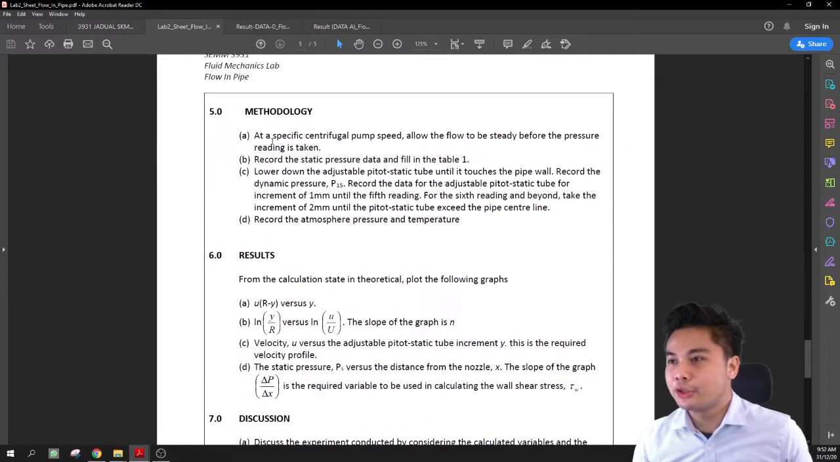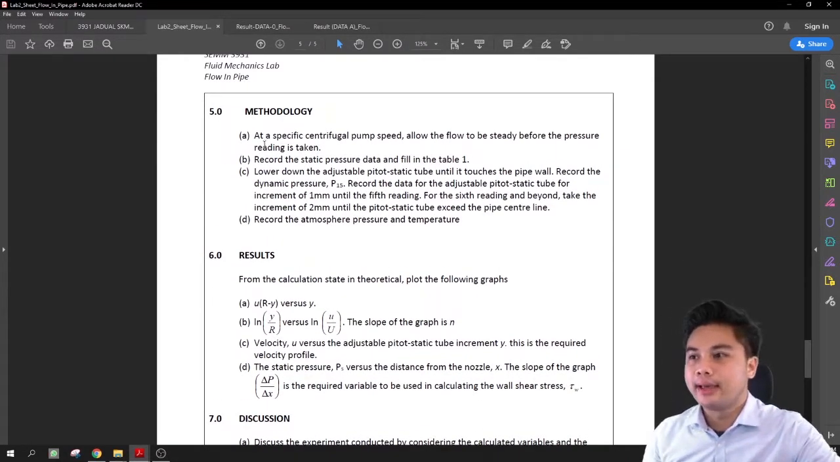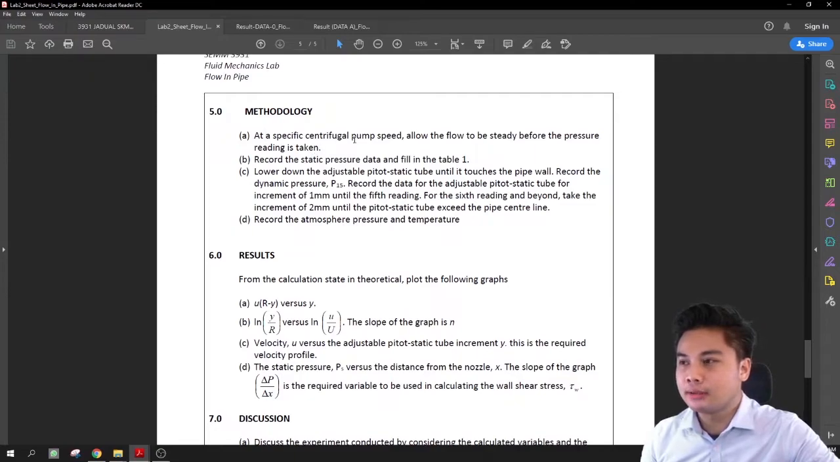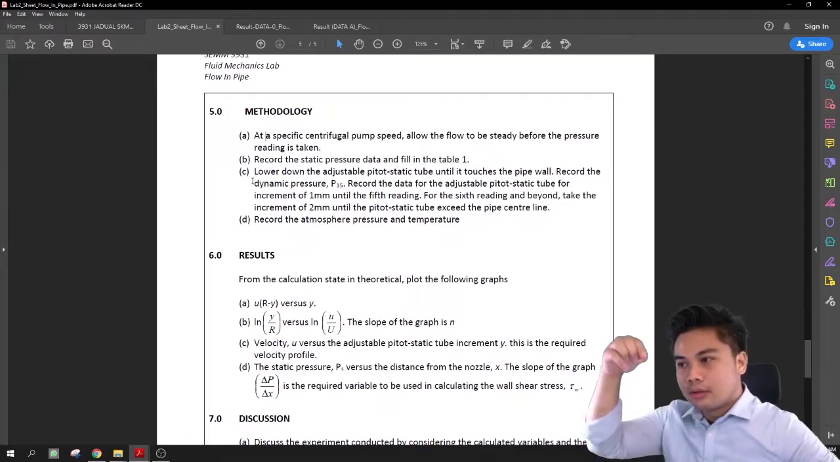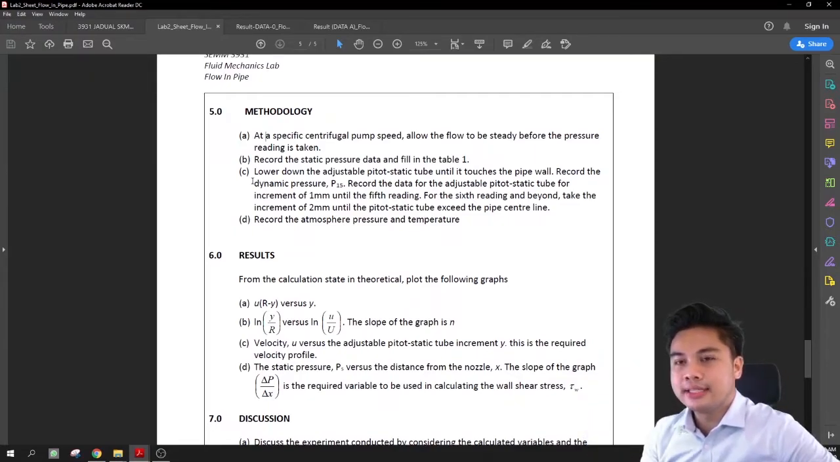Here is the methodology. A, at the specific centrifugal pump speed, allow the flow to be steady before the pressure reading is taken. B, record the static pressure data and fill in the table 1. C, lower down the adjustable pitot static tube until it touches the pipe wall. Record the dynamic pressure, the last reading, P15.